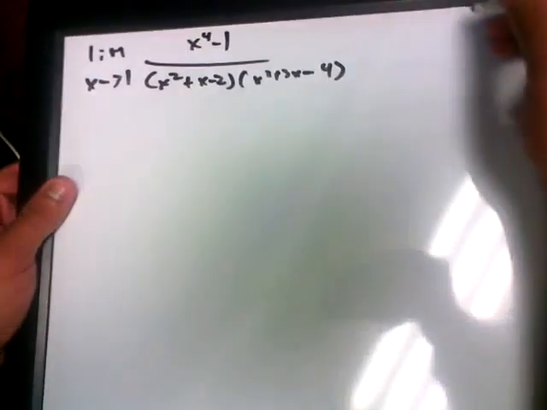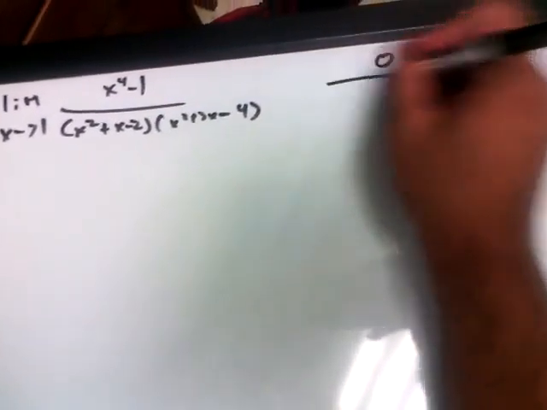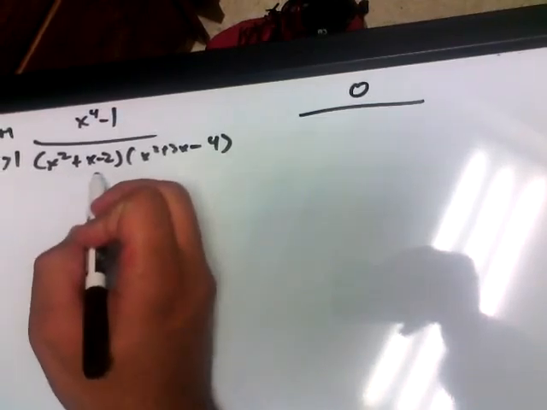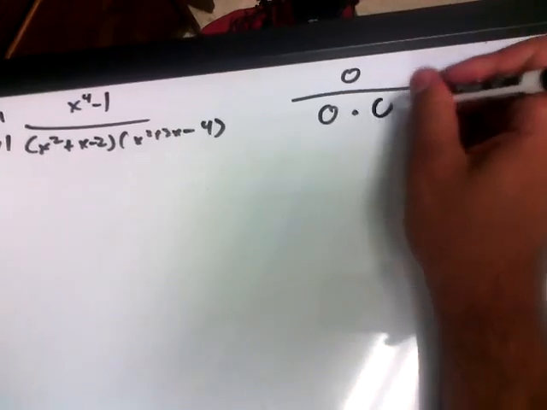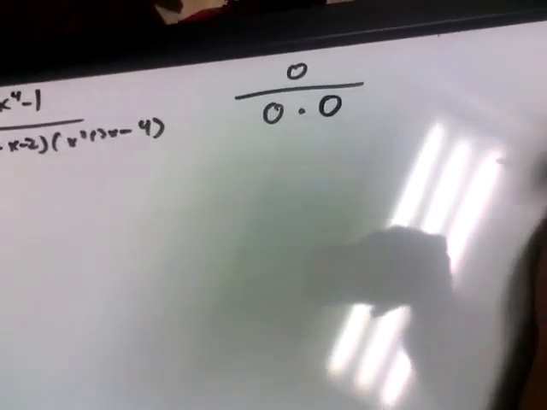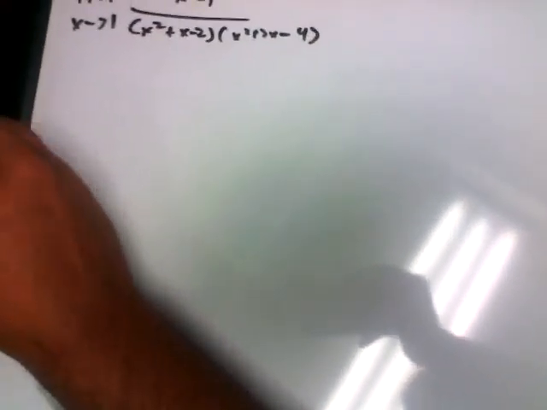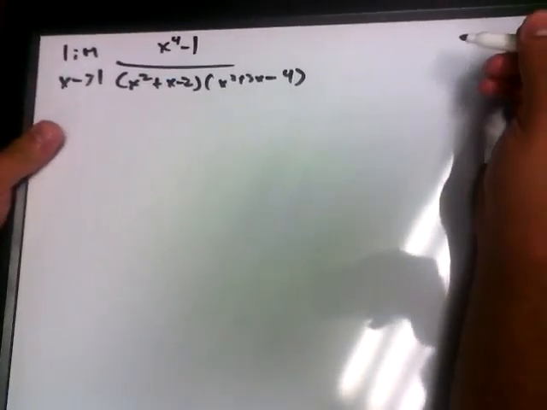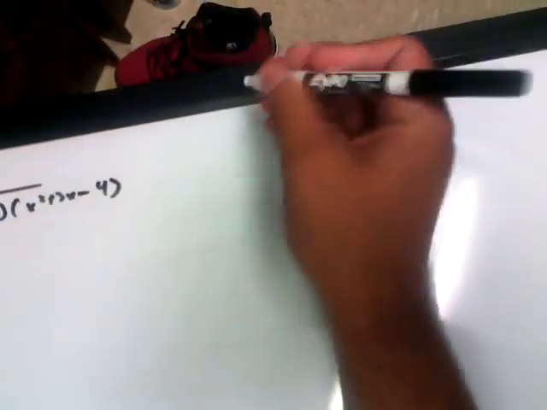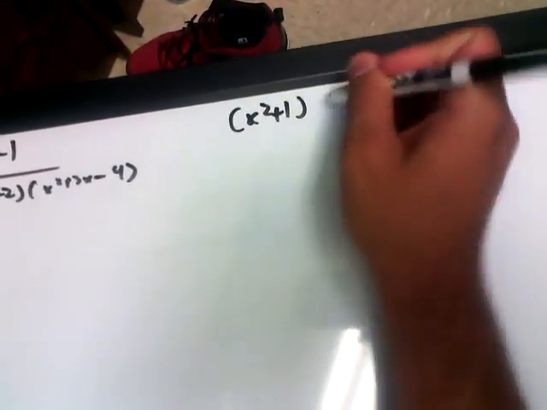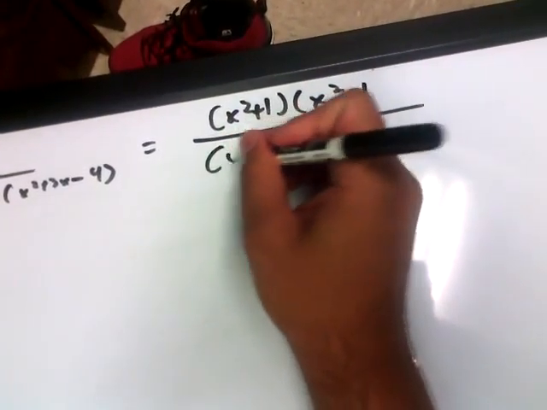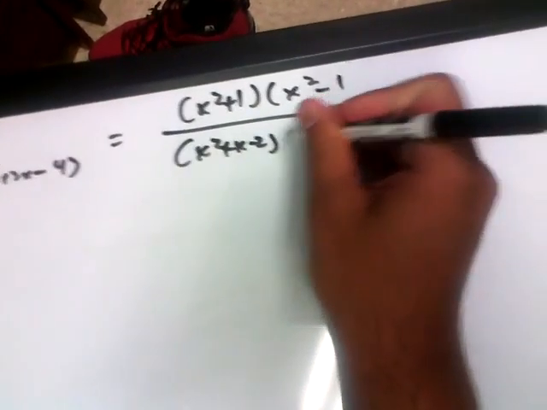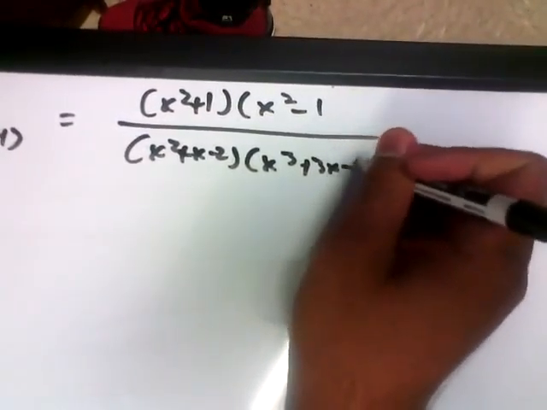So if we plug in 1, we get 1 minus 1, which is 0, over 1 plus 1 minus 2, which is 0, times 1 plus 3 minus 4, which is 0. So we get zeros all around. So that means we might have to factor things out. So what I did for the next step was I separated the top into two parts. So it was x squared plus 1 times x squared minus 1 over x squared plus x minus 2 times x squared plus 3x minus 4.